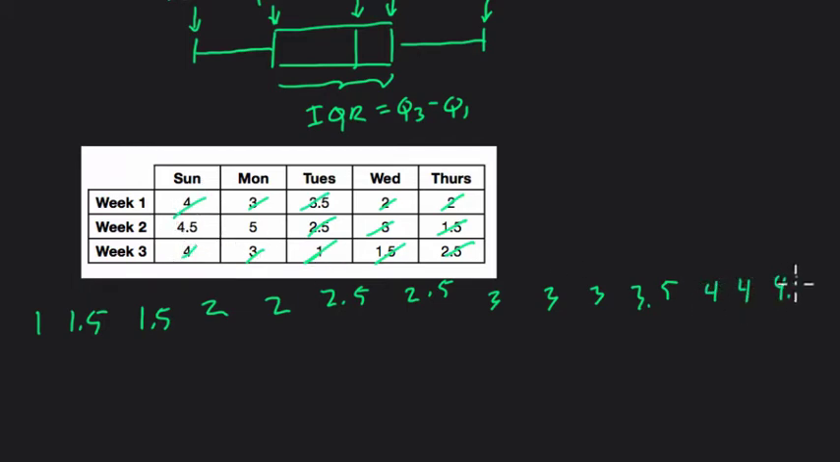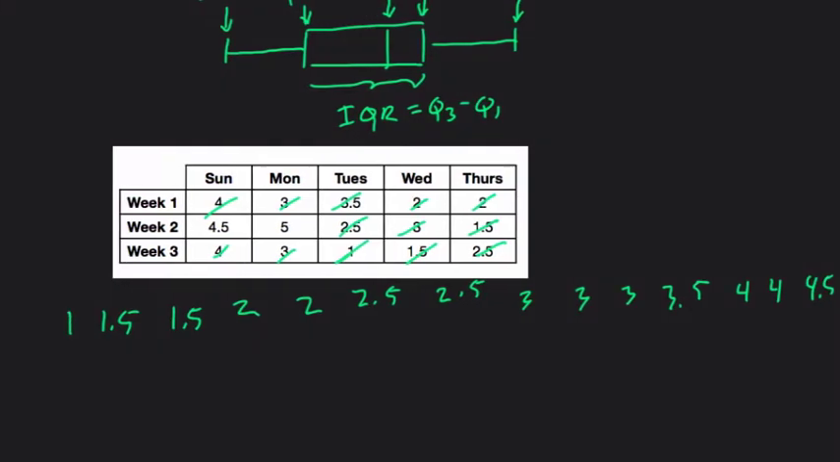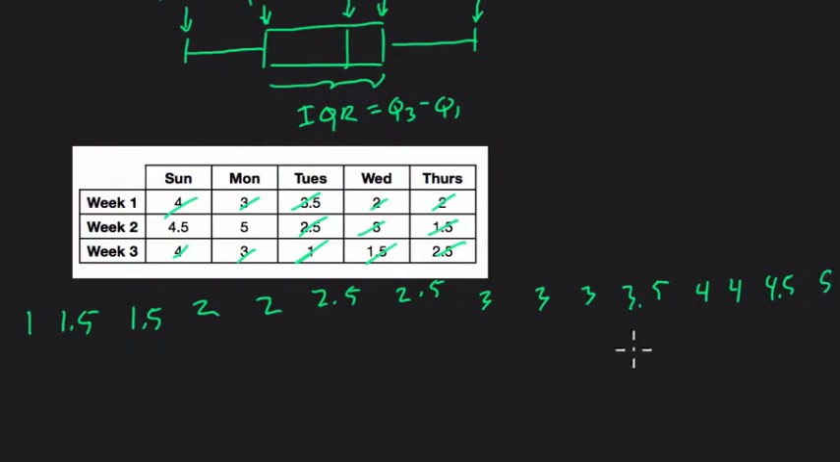All right, so 3.5 is next. Then 4, 4, 4, 4, 4.5, and then 5. Then I put commas between these. I'm going to count the data points now because I usually miss them, as you just saw. 1, 2, 3, 4, 5, 6, 7, 8, 9, 10, 11, 12, 13, 14, 15. Yes, I missed one.